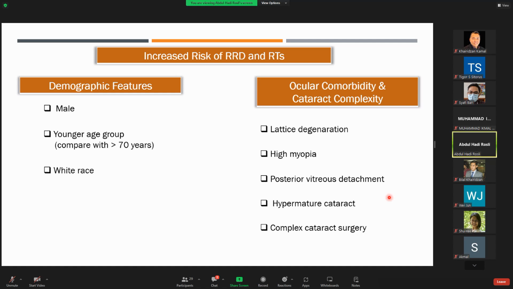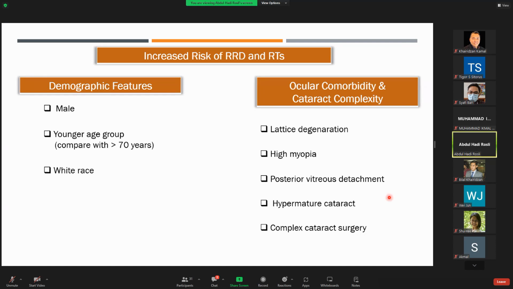All right. Regarding the cause of higher RD risk in younger and male patients, this study mentioned that it remains speculative, but they postulate that it may be associated with a higher likelihood of ocular trauma in men. Then for the ocular comorbidity, lattice degeneration appears to have the highest odds ratio for RD and retinal tear, followed by high myopia. So for patients who had lattice degeneration and high myopia, we really have to counsel them regarding the risk of RRD and retinal tear post-operatively.